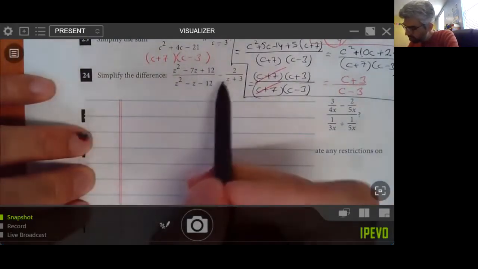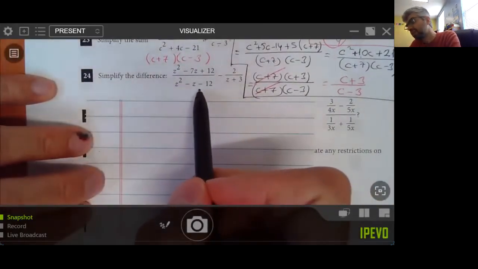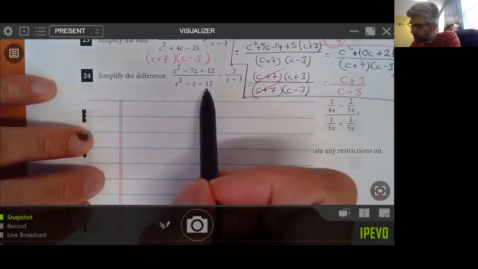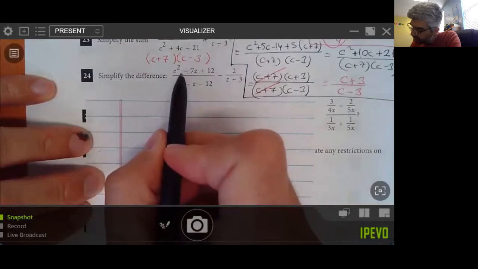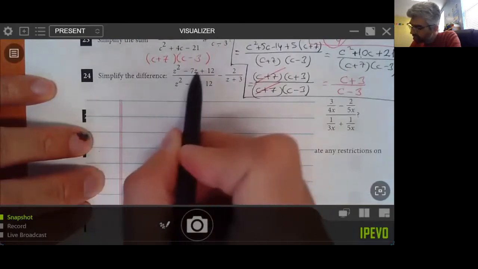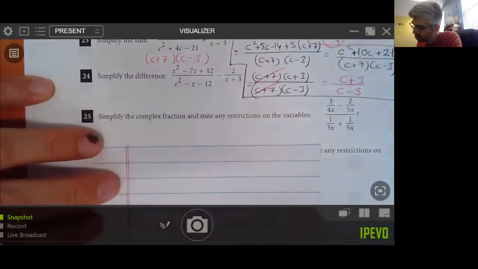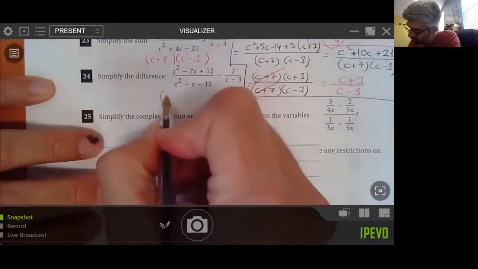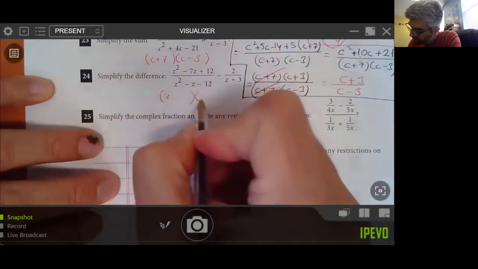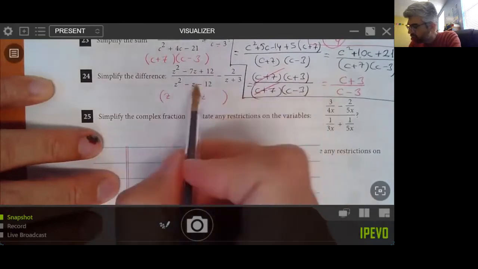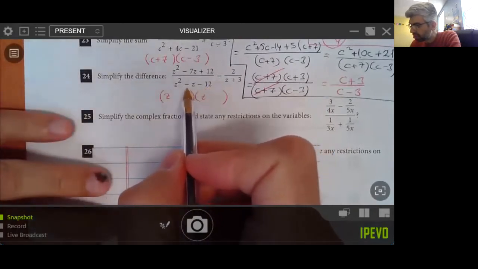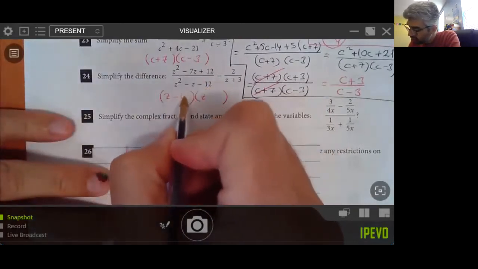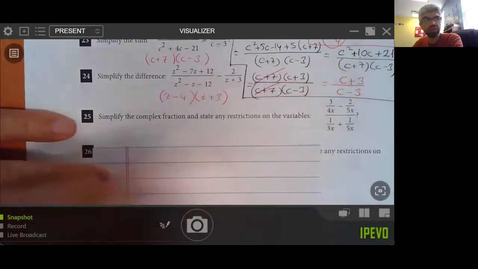Simplify the difference. So the logic is same. The denominators must be common. So I don't need to factorize the numerator yet, but the denominator, I can factorize it here at least. So negative 12, product of two numbers 12, the sum minus 1, that is negative 4 plus 3.